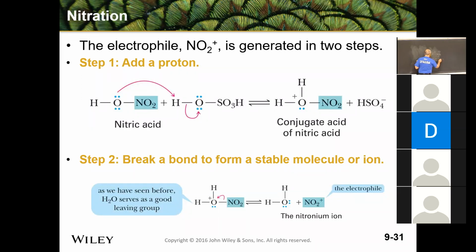And then water acts as the base. Water is going to take this hydrogen, and that will give us nitrobenzene.